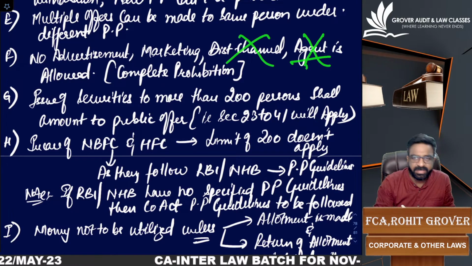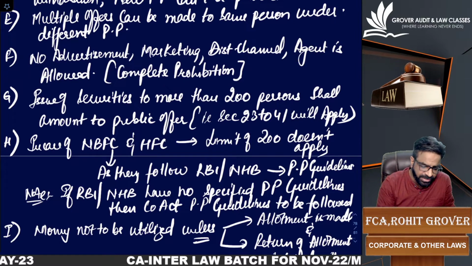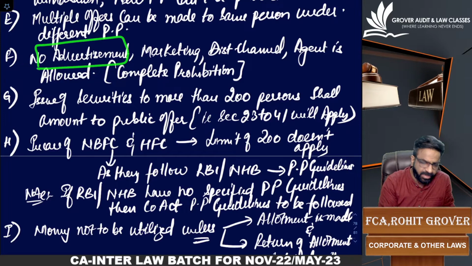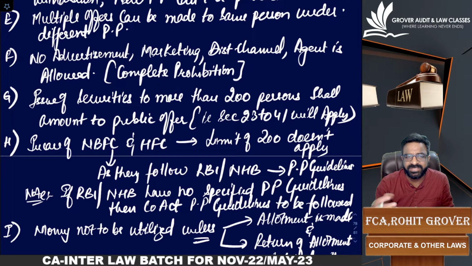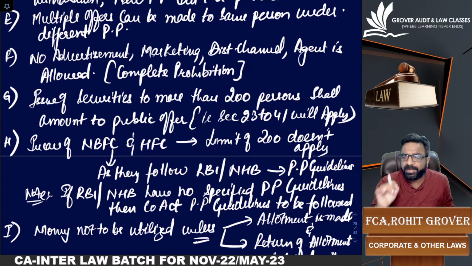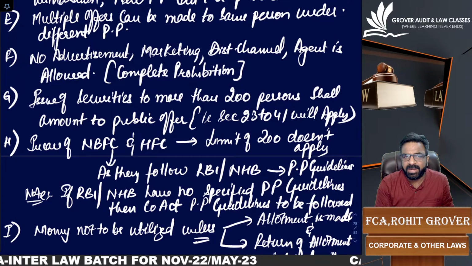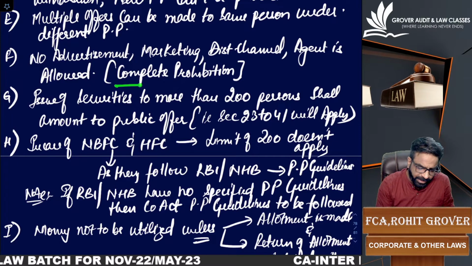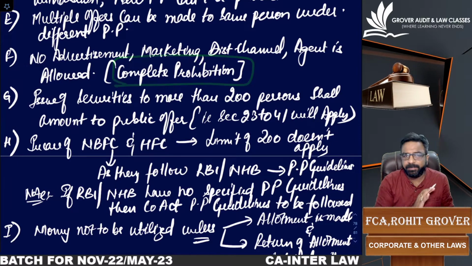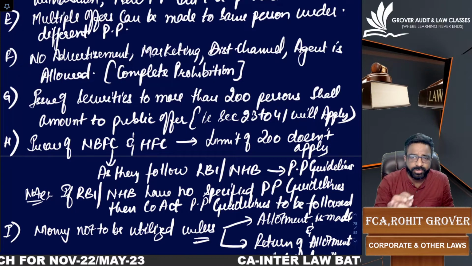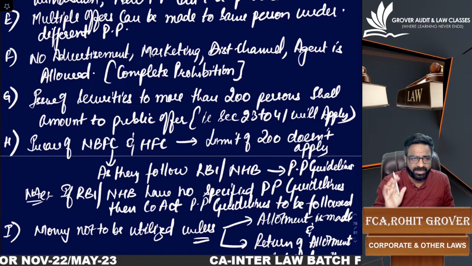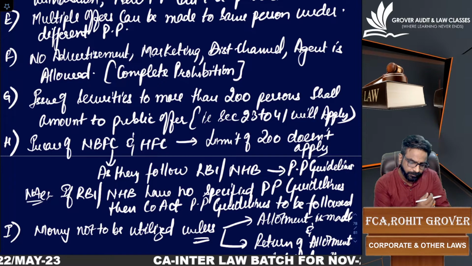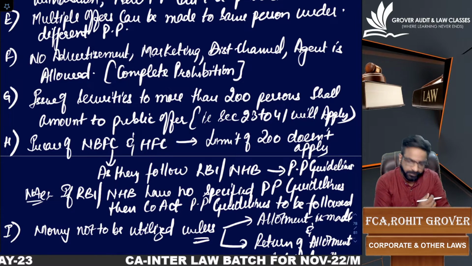You cannot hire any distribution channel to sell your shares. You cannot hire any marketing person. And you are not allowed to do any kind of advertisement because it's known as, what is the name of the topic? Private placement. So advertising, marketing, distribution, agency, these things are under complete prohibition. If you do the same thing, you will be penalized. Next point. Continue on my G point. Issue of securities to more than 200 persons shall amount to public offer.